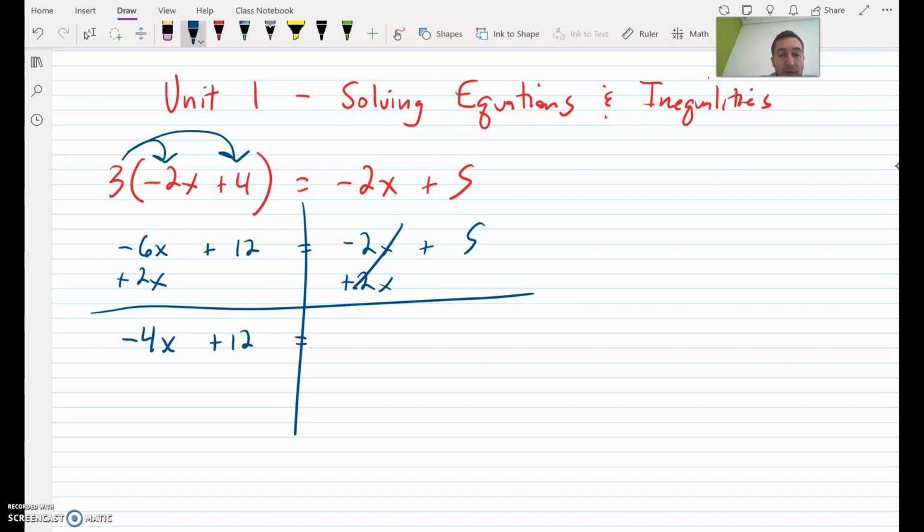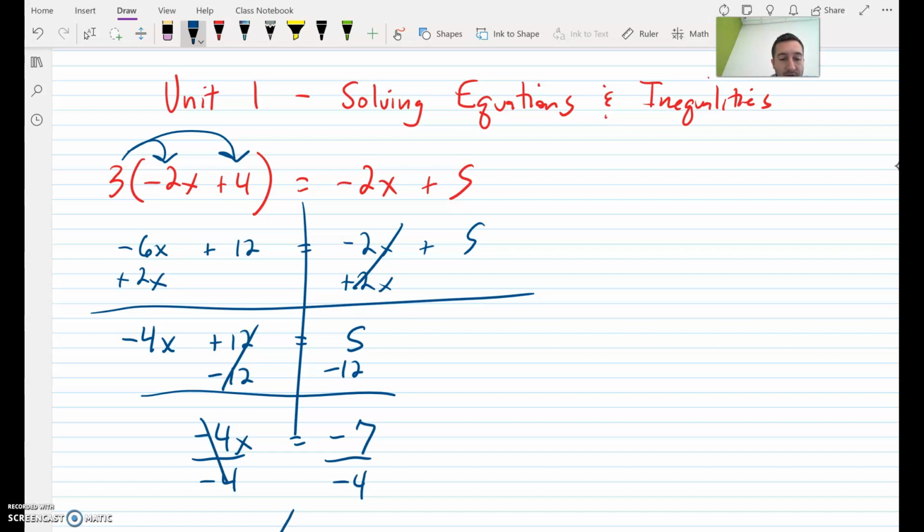Plus 12 equals 5. Now we move the 12, and we have negative 4x equals negative 7. 5 minus 12 is negative 7, and I told you it's going to work out to be a fraction. Divide by negative 4, divide by negative 4, cancel. X equals negative 7 over negative 4 just turns to 7 over 4.